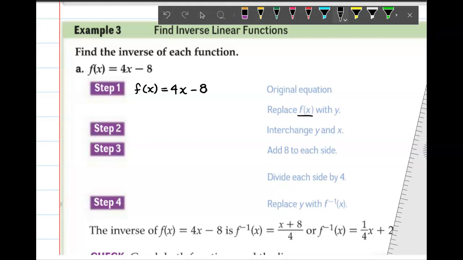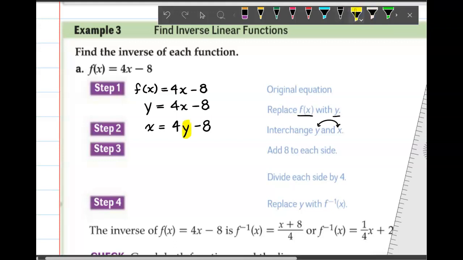Next, we're going to replace the f of x, the formal function notation, with a simple y. y equals 4x minus 8. Now, just like we did before with the ordered pairs, we're going to switch the x and y values. So now we have x equals 4y minus 8. At this point, we just need to solve for the new y.